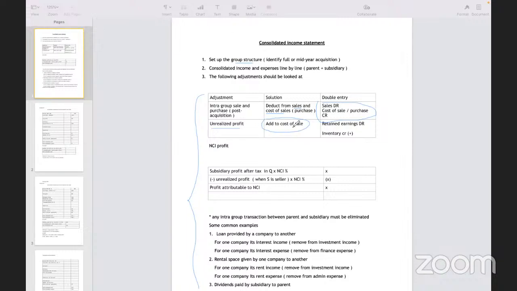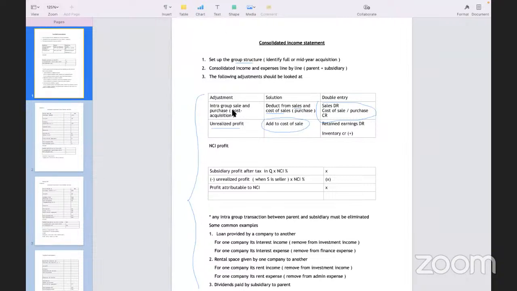That's it. All right. Okay, so guys, first of all, you need to just know about these two, because if you are familiar with these two, we can start the exam kit question. So guys, number one, intra-group sale and purchase, what should we do? For one company, it's sales, reduce from sales. For another company, this is purchases, so you have to reduce it from cost of sales.